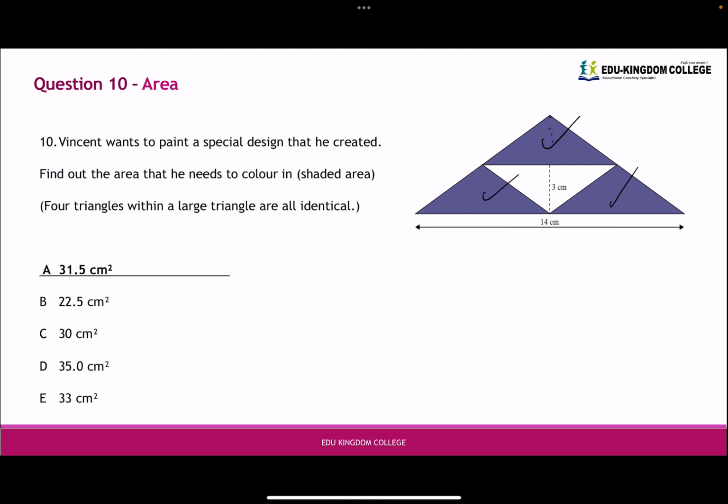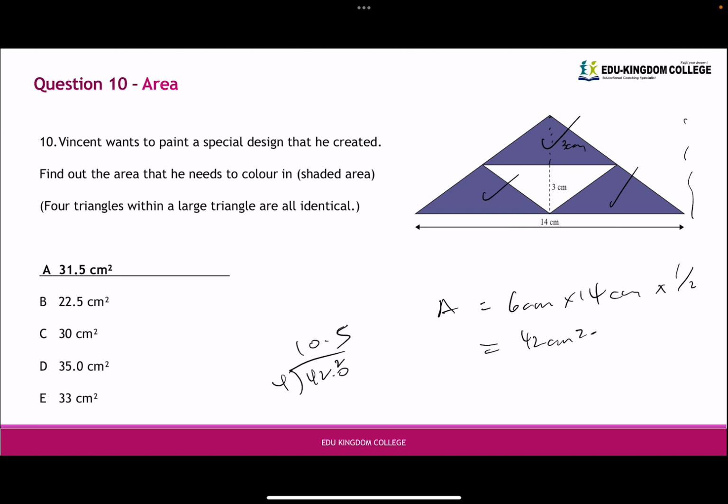So the height of this triangle is also 3 centimeters. That means the height of this triangle in total is 6 centimeters. The base is 14. Okay, and then the area is going to be that times half. So it's going to be the same as 6 times 7. Okay, which is 42 centimeters squared. Now, divide that by 4. Is 10, and then carry the 2 over. 10.5 is 1/4. Now, 3/4 is going to be 31.5 centimeters squared. Okay, which is A.